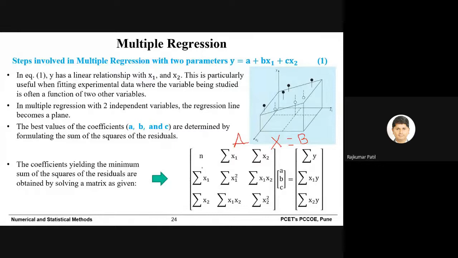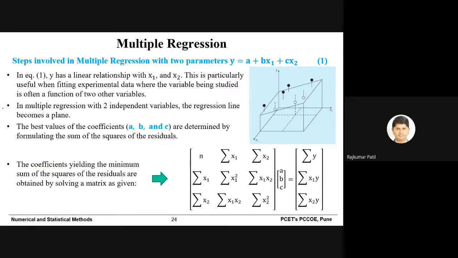So from that table, or you will be preparing a table, from that you will be calculating all the elements of matrix A, all the elements of matrix B, and by using those matrix A and B, you will be finding out the values of A, B and C of matrix X by solving the simultaneous equations. So once you solve, you will get the optimum values of A, B and C. So this is how we solve the problem by using multiple regression.